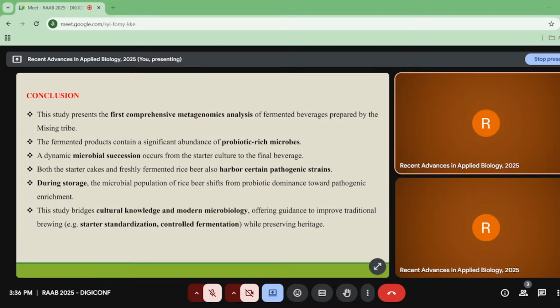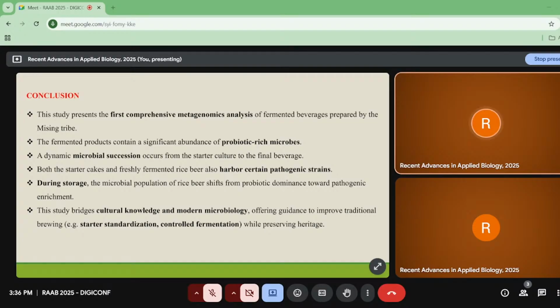So the take home message from my entire research is that this is the first comprehensive metagenomic analysis of the fermented beverage of the Mising tribe. Yes, the product has probiotic-rich microbes, but despite those probiotics, it also harbors certain pathogenic strains. And during long storage, rather than probiotic dominance, the pathogenic nature enriches.